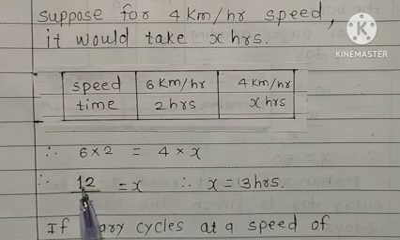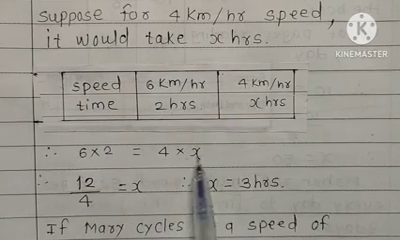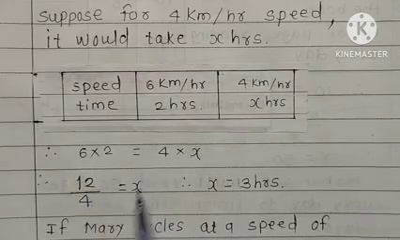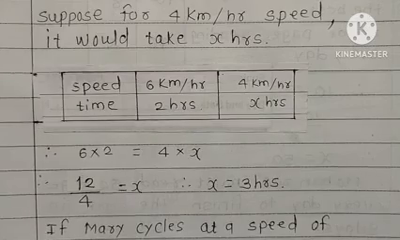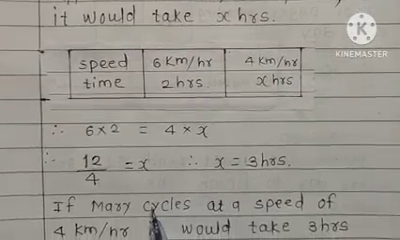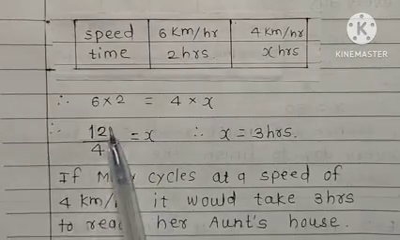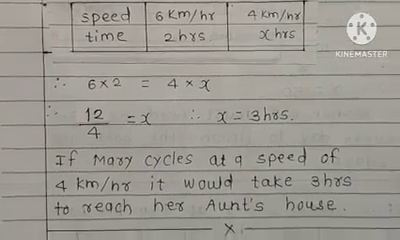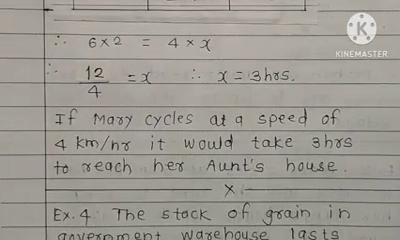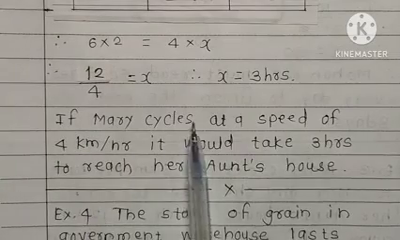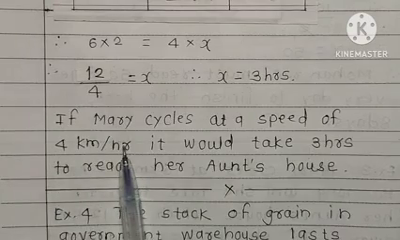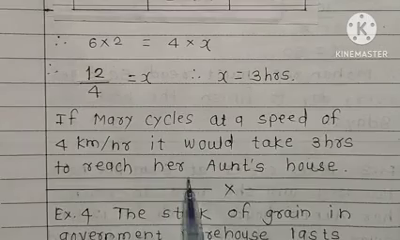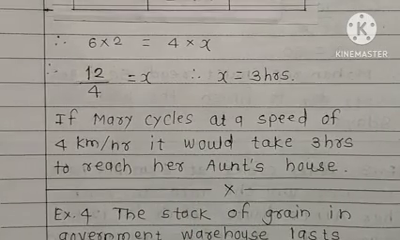So 6 into 2, 12, equals 4x. Taking this 4 in the denominator of 12, you will get x. So if you simplify, 4 3s are 12. So x is equal to 3 hours. In this way, you can write, if Mary cycles at a speed of 4 km per hour, it would take 3 hours to reach her aunt's house.